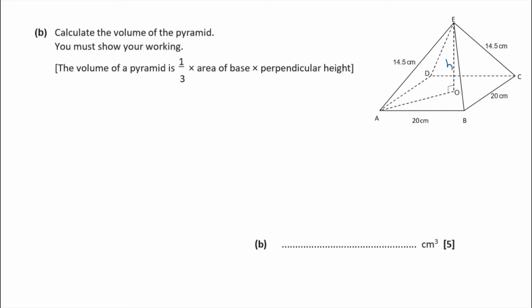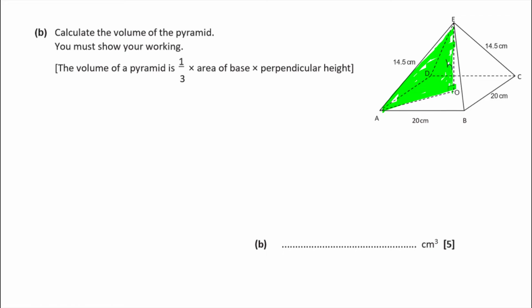Well, if you look here, we've got a triangle AEO, this triangle here. So that one there has got H as one side, and we know this side here, we know AE is 14.5, don't we? So we know that distance, but we don't know AO in that there. We need to work that out first. Okay, so we need to work out AO.